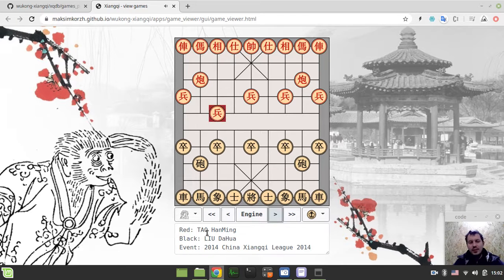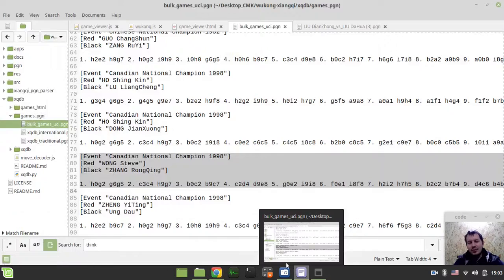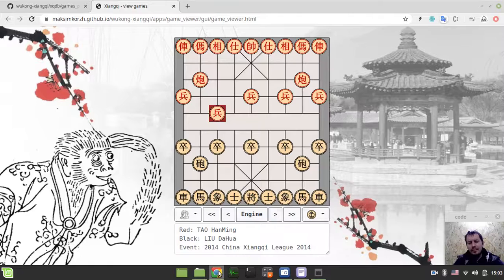So Tao HangMing kicks off with a pawn move. I'm sorry for not using the traditional or international notation. This would be like 1, 2, 3, pawn 3 plus 1. This is the name for the move, but that's very complicated. It's enough for me to create a PGN parser that actually converts these moves to human readable, like UCCI format, like the one I've been demonstrating here.